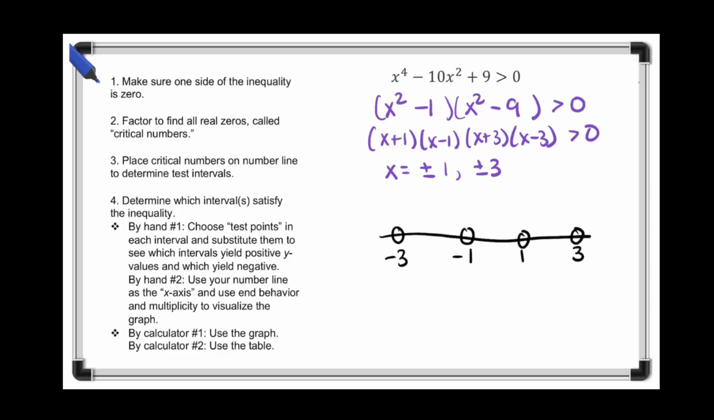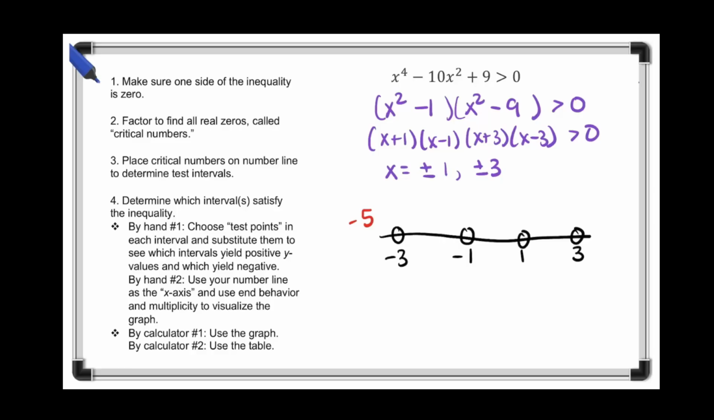So now what we're going to do is choose test points in each of these intervals, and we're going to substitute them to see which of the intervals yield either a positive y value or which yield a negative y value. So let's just pick some numbers. So at negative 3, to the left of it, we can pick like negative 5. So we're going to pick negative 5. And we're going to plug negative 5 back into your inequality, and you're going to see whether you're going to get a positive answer or a negative answer.